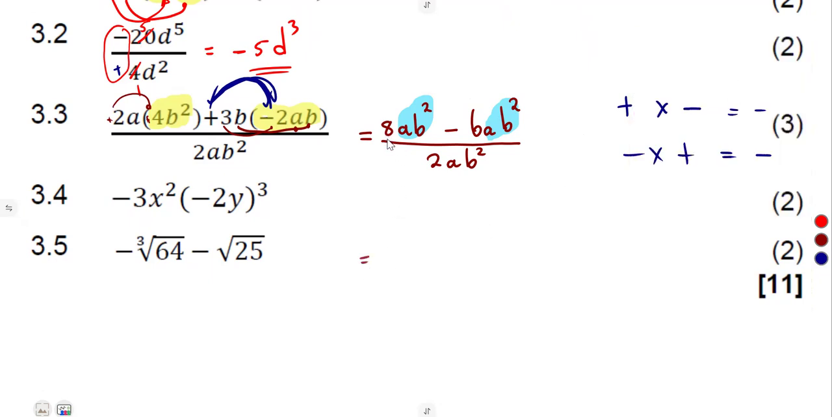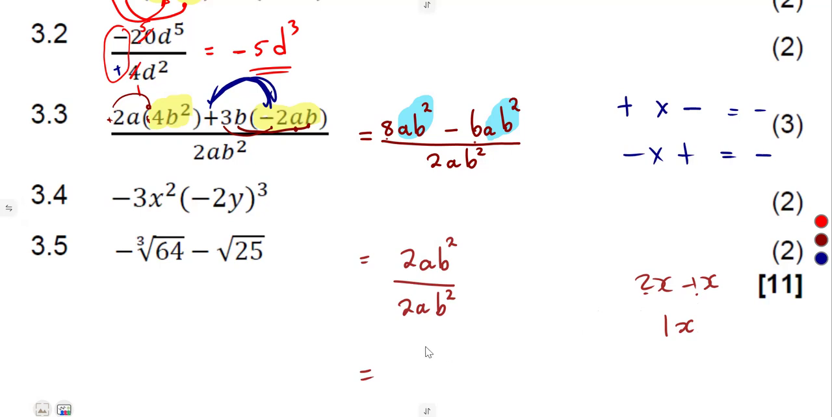Simply subtracting 8 minus 6, which is 2. This remains as it is. The AB squared is just like 2x minus x. You subtract 2 minus 1, which is 1, then x is there. So it's the same. 8 minus 6 is 2, but the AB squared must remain. Everything over 2AB squared. So this is what you're going to have.